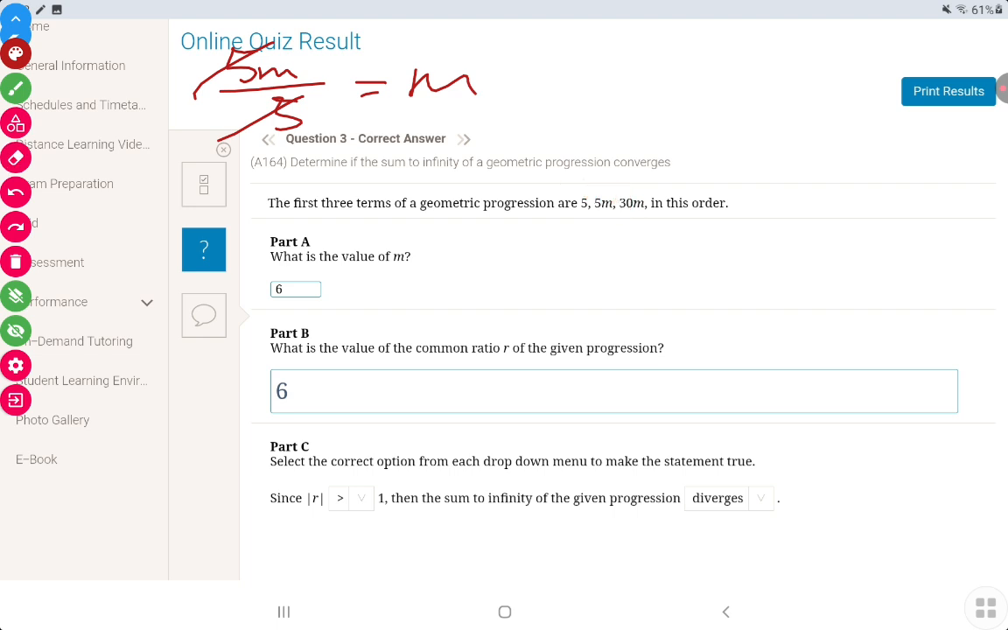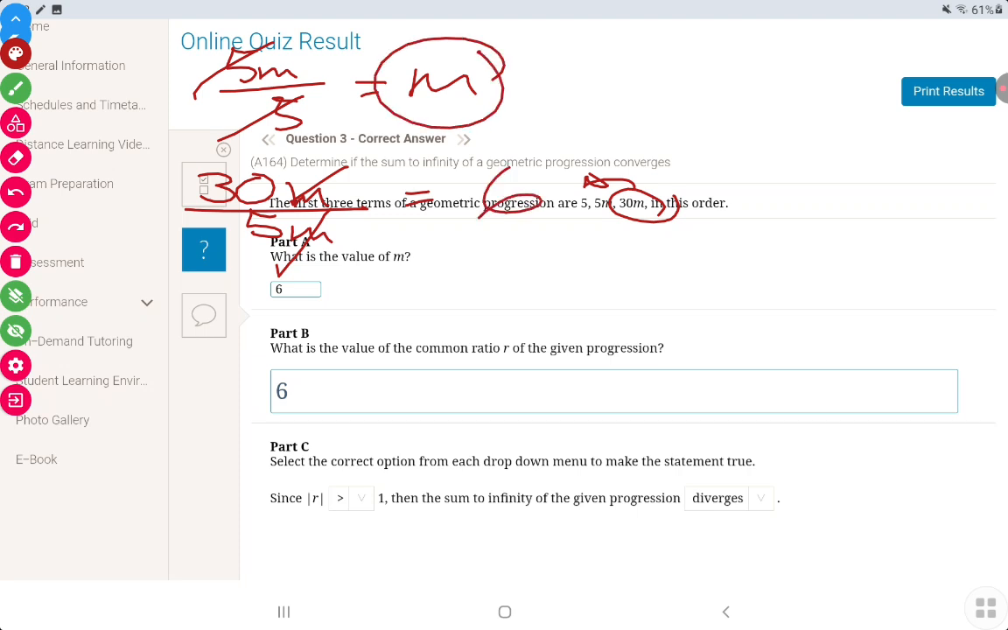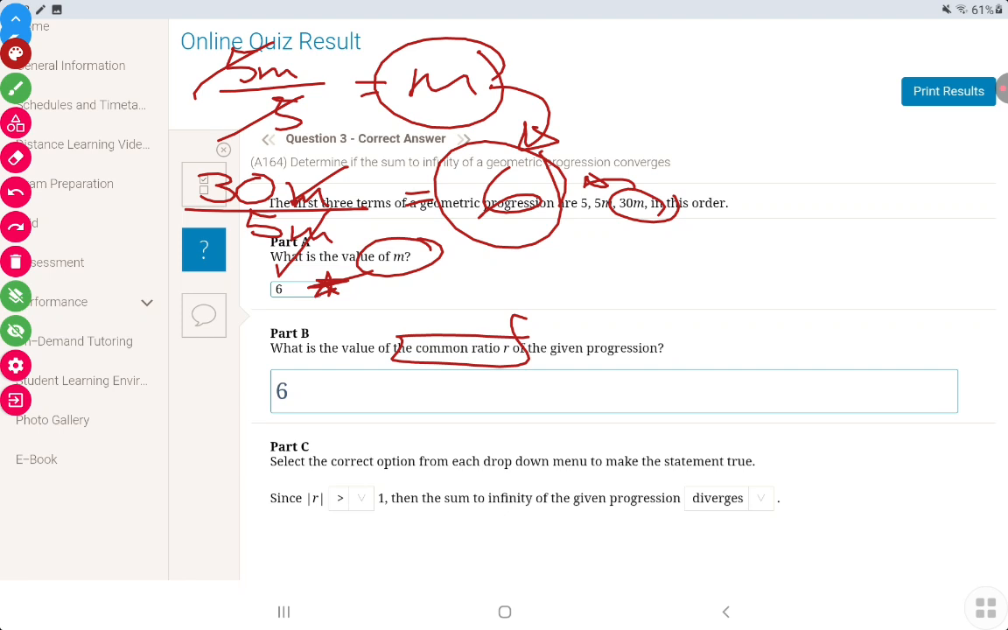So we do the 30m divided by 5m. M gets cancelled in this case, so we get 30 over 5 is 6. M is the ratio in this case, and 6 is also the ratio. So because it's a geometric progression, the ratio is equal. You're multiplying by the same number every time, so the ratio is equal, which means m is equal to 6. So the value of m is 6. And then the common ratio of the progression, we found it, it's 6.